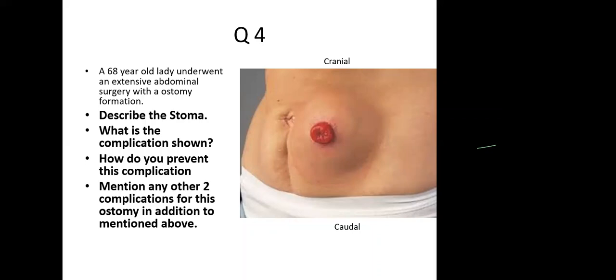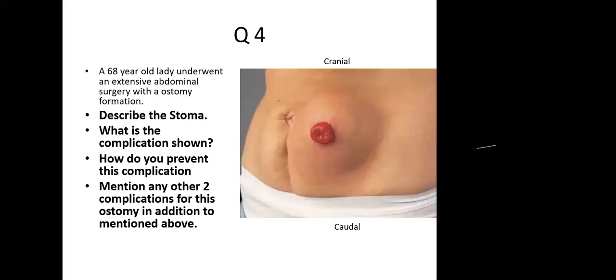Point number four. What is the condition of the mucosa? Is it normal? Is it unhealthy? It seems healthy. Point number five. What is the content that is coming out from the stoma? Not shown here, but if it is shown, it is better to mention. Point six, what is the device that the patient is using? Again, not shown in this one.